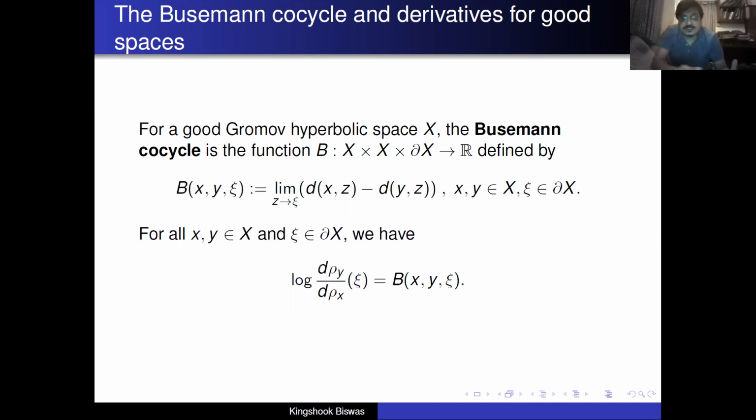And why are we interested in the Busemann cocycle? Because recall the visual quasi-metrics for a good Gromov hyperbolic space are Moebius equivalent to each other. So we can talk about the derivative d rho y by d rho x. And it turns out that the log of the derivative d rho y by d rho x at a boundary point xi is given by the Busemann cocycle, b of x, y, xi. This is well known for CAT(-1) spaces, but it also holds for boundary continuous Gromov hyperbolic spaces.